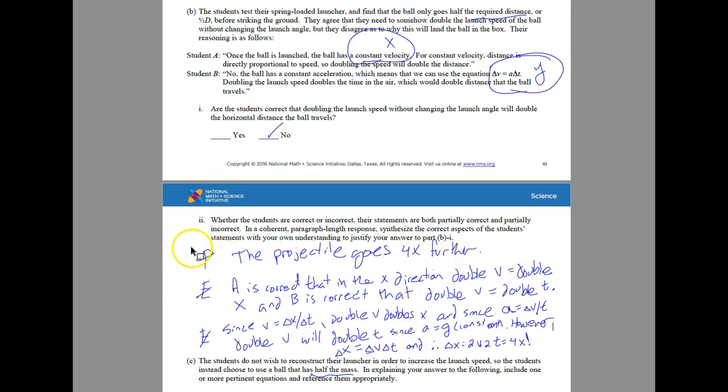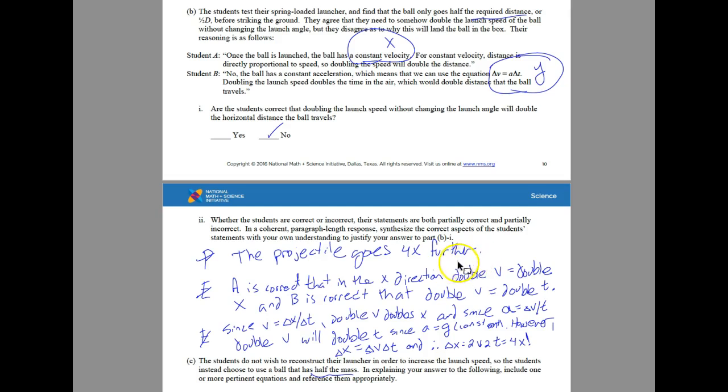So if I was to answer this in the PEE format, I'd have to think about it. I'd probably have to do my example and my explanation and then go back and tell how far it goes. So A is correct in that in the x direction, if you double the velocity, you will double the position, okay? And that's because of your equation v = Δx/Δt.